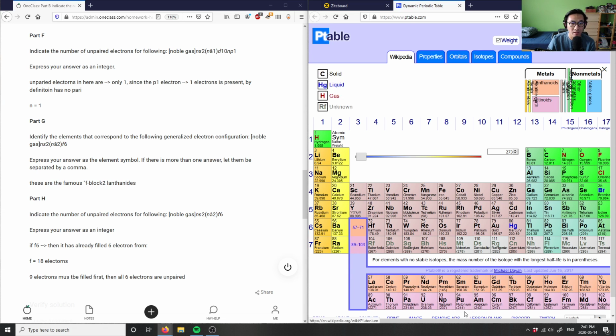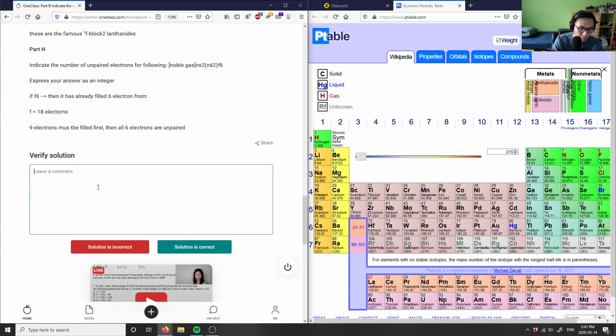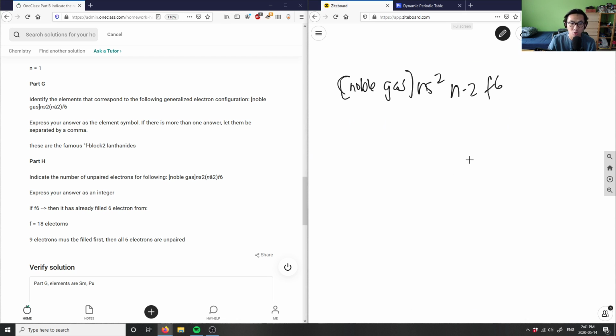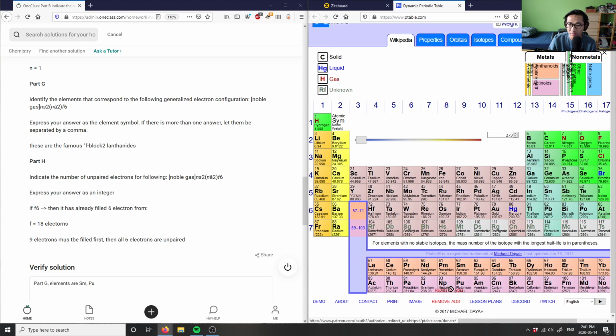These two are my elements here, and I don't think they actually wrote that down. So I'm going to write Sm and Pu for that solution, for part G. Elements are Sm and Pu. And then for part H, it's looking at how many electrons are unpaired. So I can draw my energy level diagram again. As you can see, the f block here is very, very long.